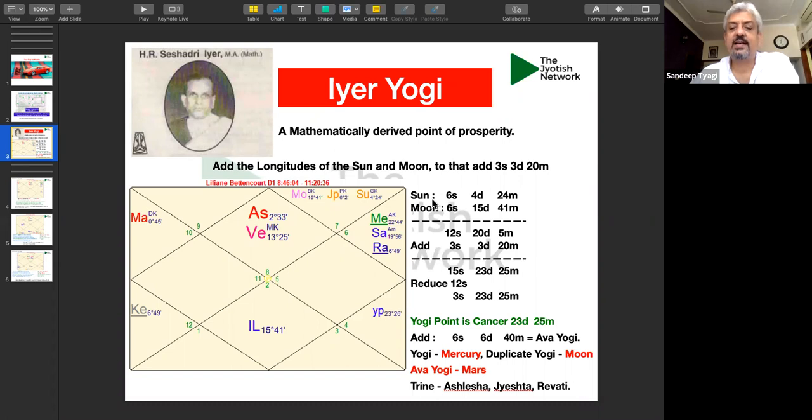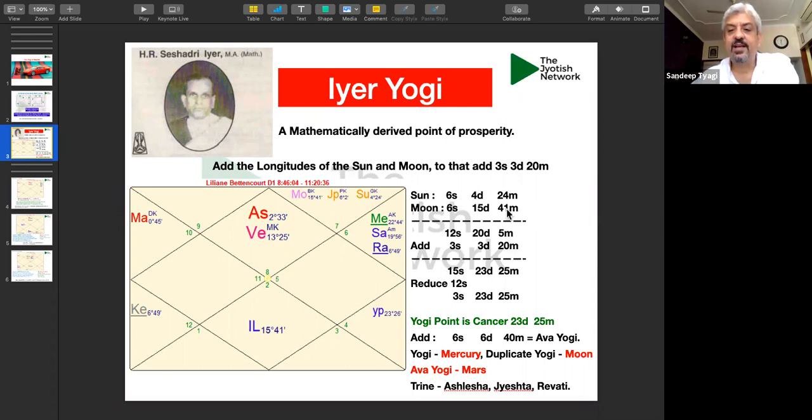So what he's done is, the notation is 6 signs, the sun's degrees in this chart, reference chart of Lillian Bettencourt. The sun has crossed 6 signs. So he's crossed 6 signs, so we write 6S. It's at 4 degrees, 24 minutes. So we write 4 degrees, 24 minutes. And so that's how the notations will always come across. We write the moon's degrees and we add both of them.